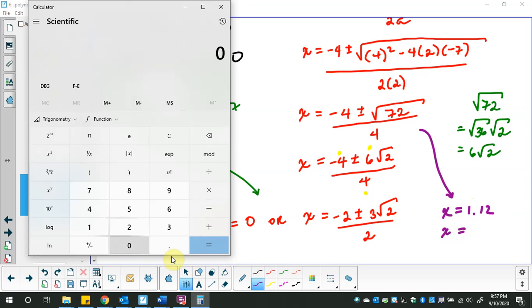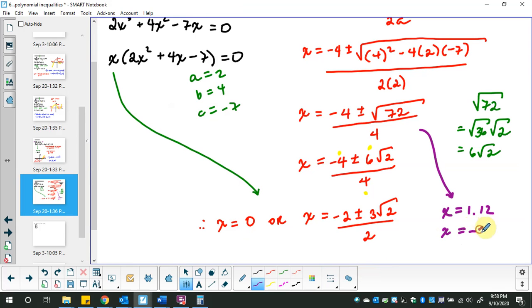Clear? -4 minus the square root of 72. You're going to have to figure out whether you have to hit the root first or last with your calculator, equals, regardless of what calculator you have, divided by 4 equals, and I get negative 3.12, and then I still have 0. So one or the other, your choice.